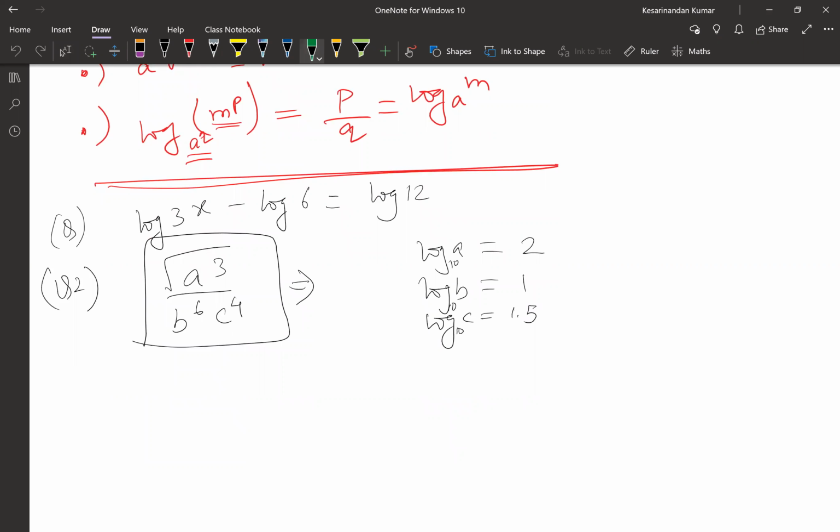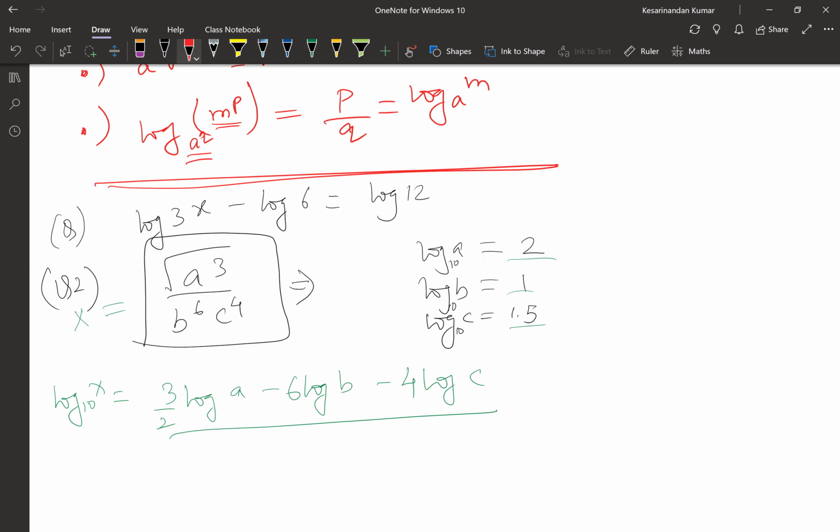Enough time. So let's suppose this is equal to x. Taking log on both the sides, log to the base 10 here. Everybody clear with this part? How did we get this? Yes, yes. Now let's substitute the value, this, these, and these. So this is 2, this is 1, this is 1.5.